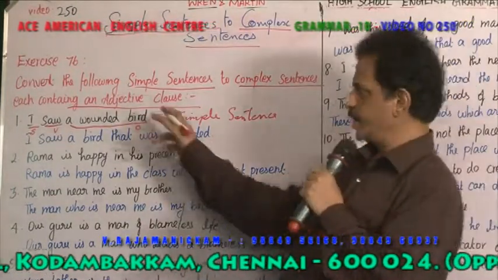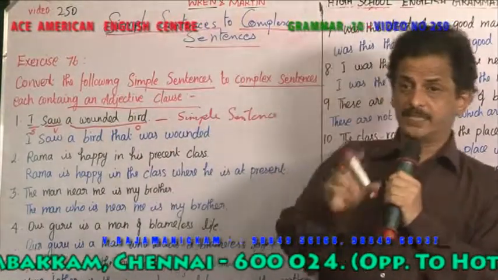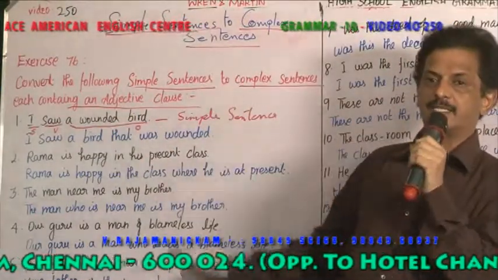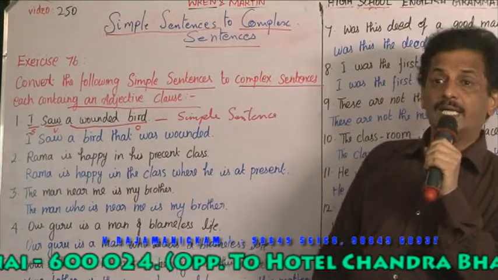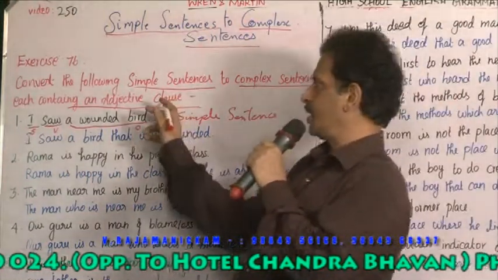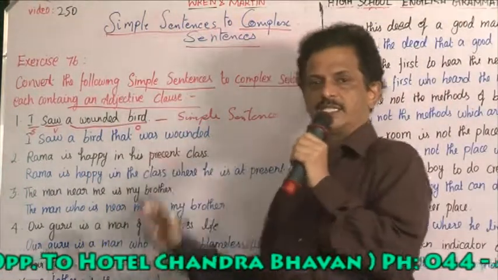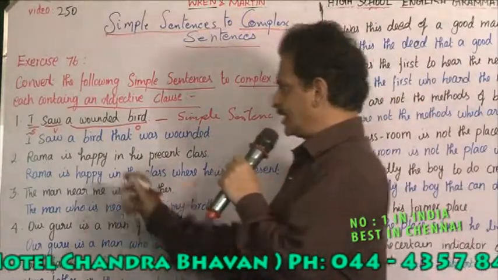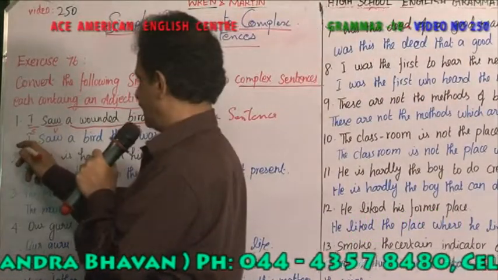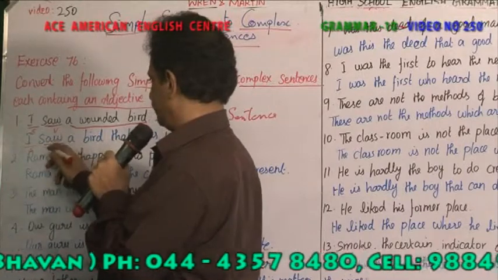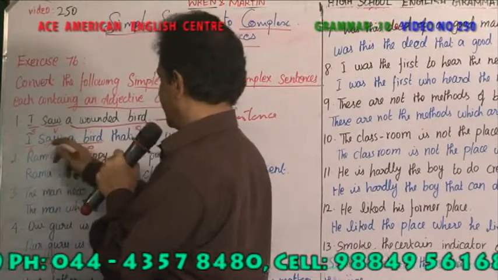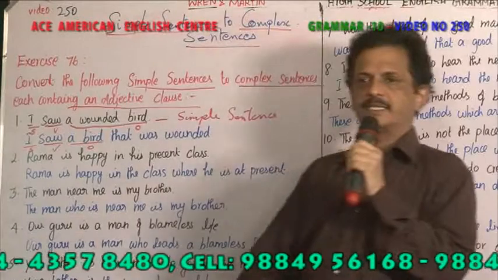So you have to change it, not only with the word handsome, but with a sentence. A description about a noun in a sentence is called an adjective clause. Clause means a sentence. For example, I saw a bird. I is the subject, saw is a verb, a bird is the object. So it is a full sentence. It's a main sentence. It gives full meaning.